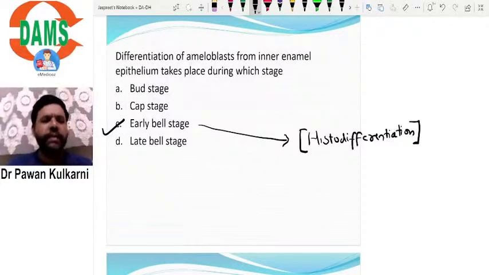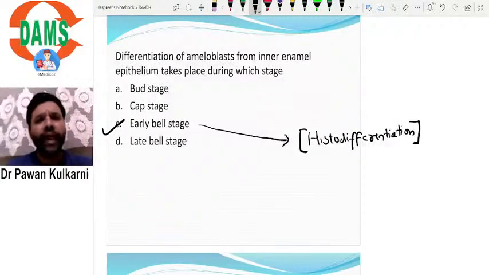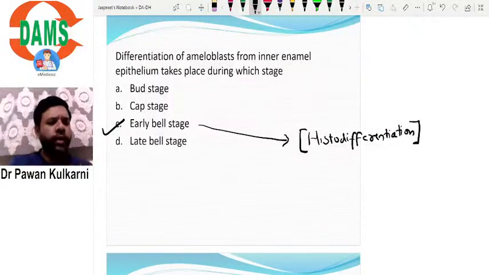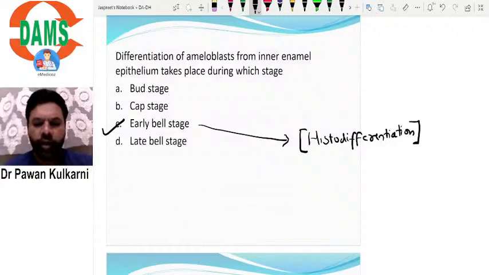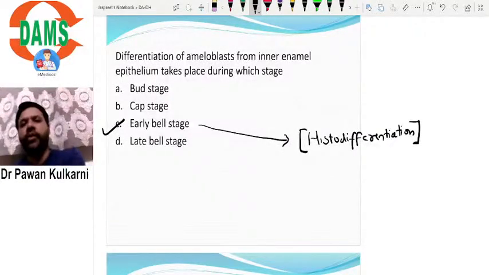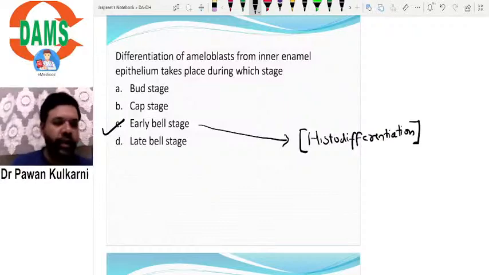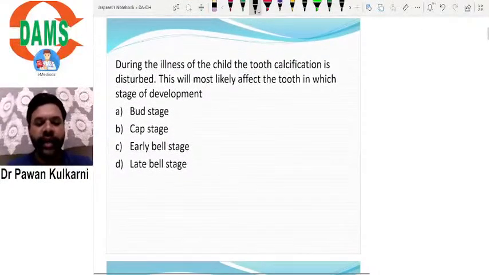In the physiological stages of tooth development, we know there are five stages: initiation, proliferation, histodifferentiation, morphodifferentiation, and apposition. We have to understand that these physiological stages correspond to a particular morphological stage. We should be able to understand which physiological stage corresponds to which morphological stage. That is important to remember. So histodifferentiation occurs during early Bell stage.